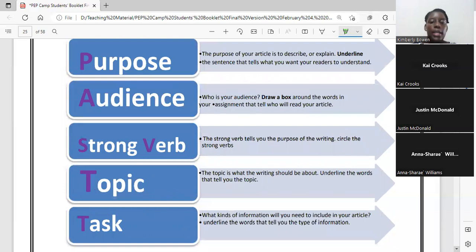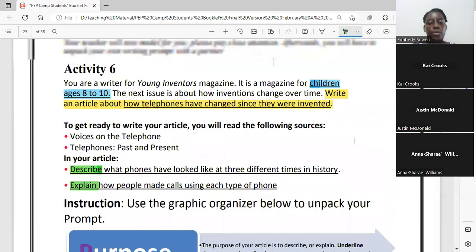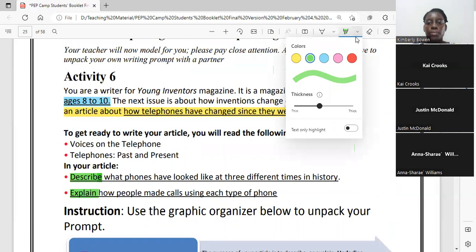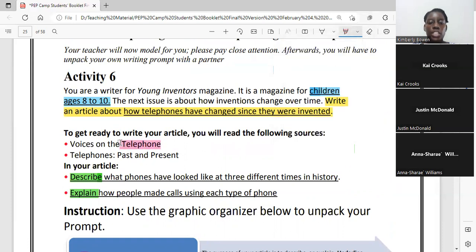Okay, Lisa. Yes. So now let's move on to the topic and the task. The topic is what we will be writing about, and it is the word that is occurring most. So what word is occurring most? Miss, the word that is occurring is telephone, Miss. Telephone. So the topic is telephone. And more specifically, how telephones have changed. Yes. Yes, Miss. I can highlight one telephone there, or I can highlight all of them.